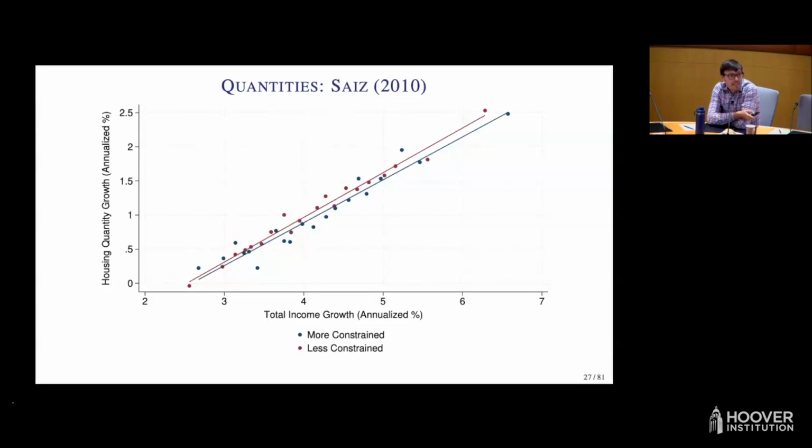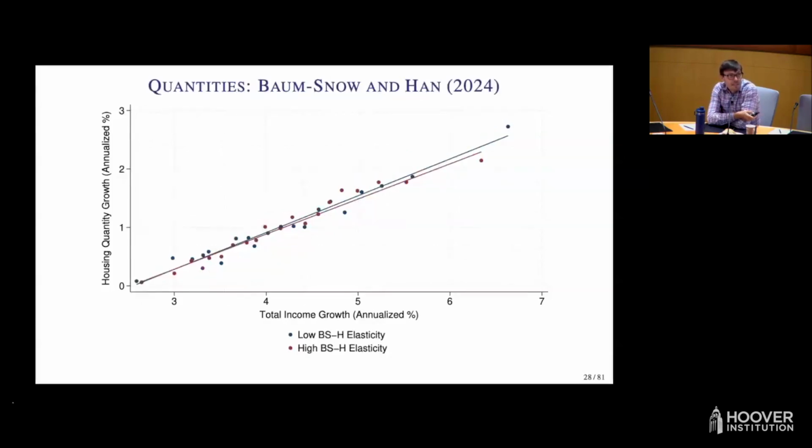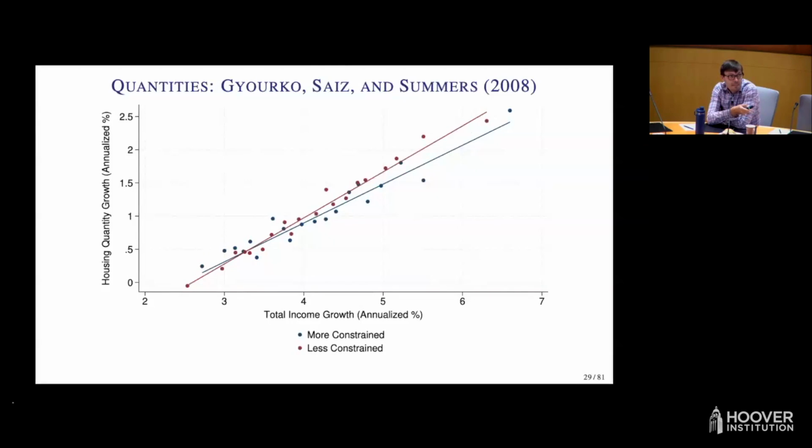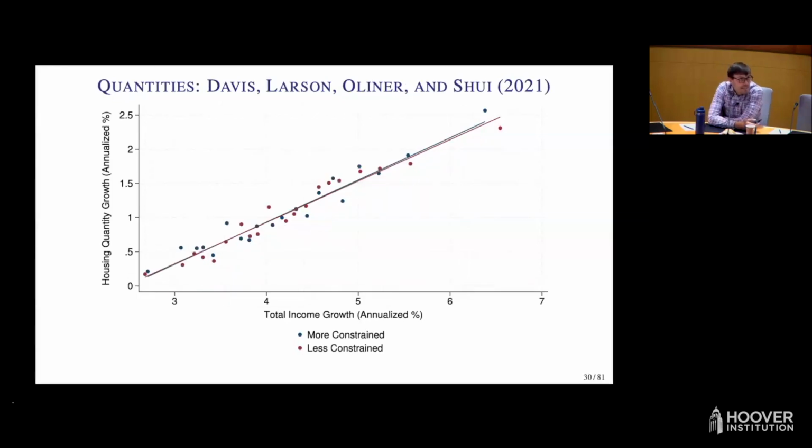You find that consistently throughout the various measures. There's maybe a little bit here. Again, that's going to be driven by the local cities. So San Francisco has huge income growth and absolutely no quantity growth. So why?